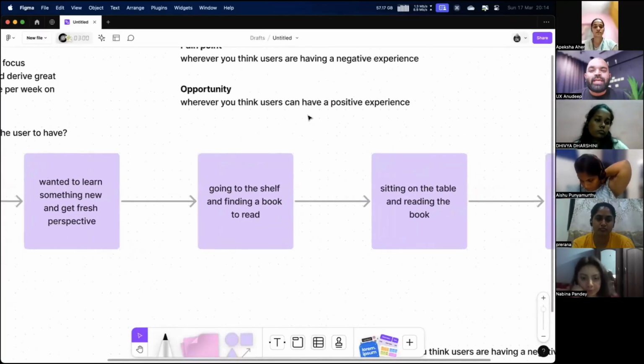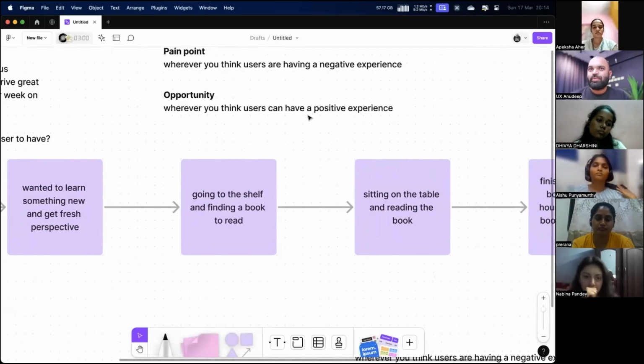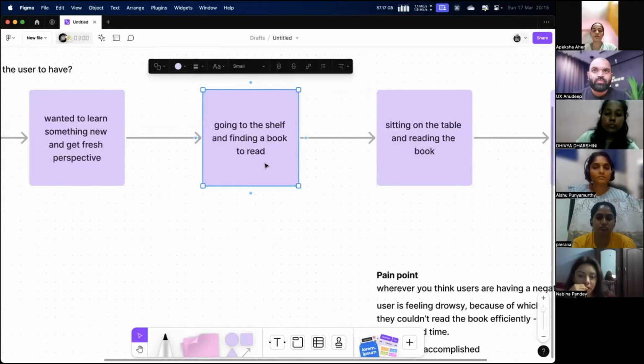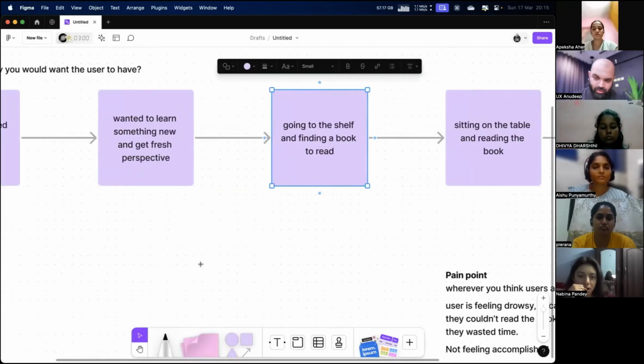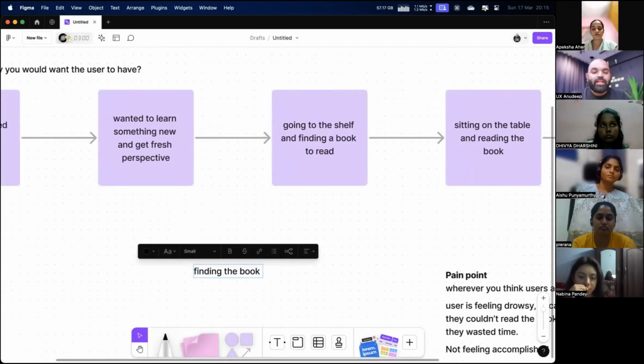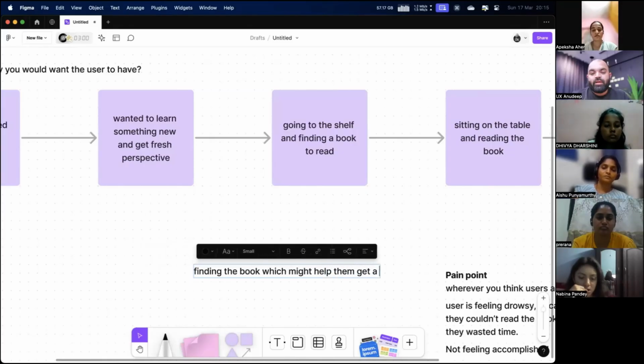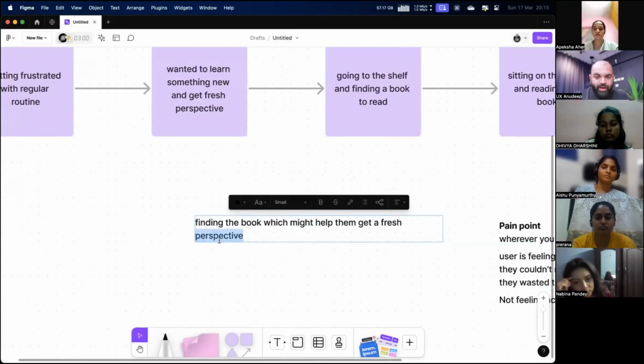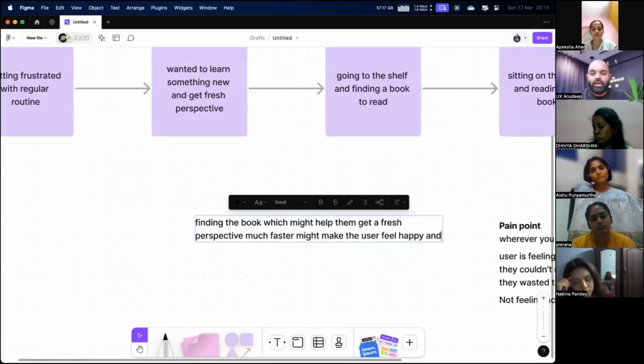Now, let's identify an opportunity. Wherever you think that users can have a positive experience, where if he can find the book that he's looking for immediately without too much effort. Yeah. Okay, so you can say finding the book which might help them get a fresh perspective, because that's what you want over here. Finding that book much faster might make the user feel happy and feel accomplished.